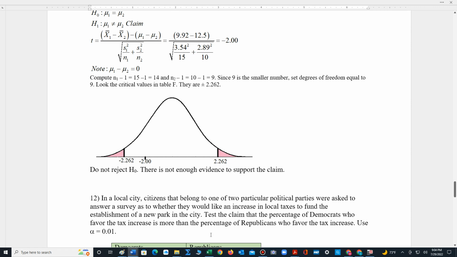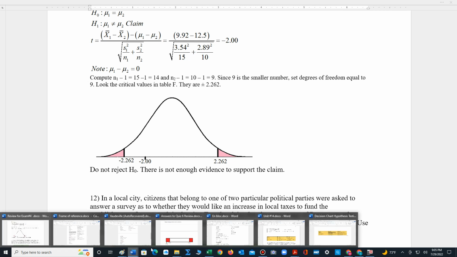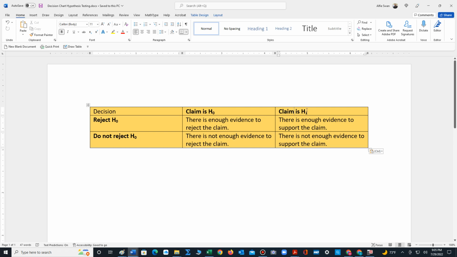And then let's just look at the formula or summary chart. The claim is H1. We did not reject H naught, so we put there is not enough evidence to support the claim.